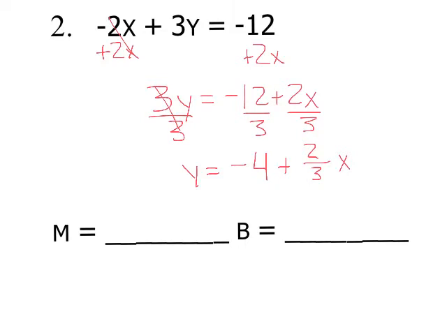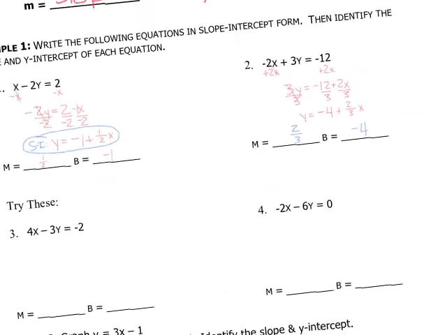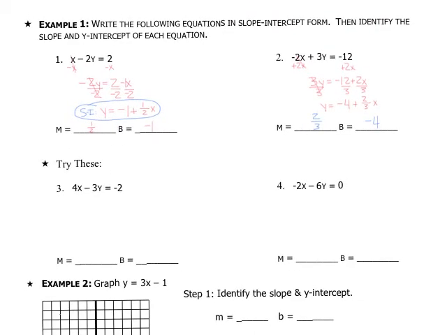Okay? All right, so now that y is by itself, I can identify my m. So class, what is m here? 2/3. Good. The number next to x would be 2/3. And then my b is the number all by itself, which is -4. Okay, you have a few problems to work on with your partners. Actually, for the sake of time, let's just do 4. So skip 3, just do 4.